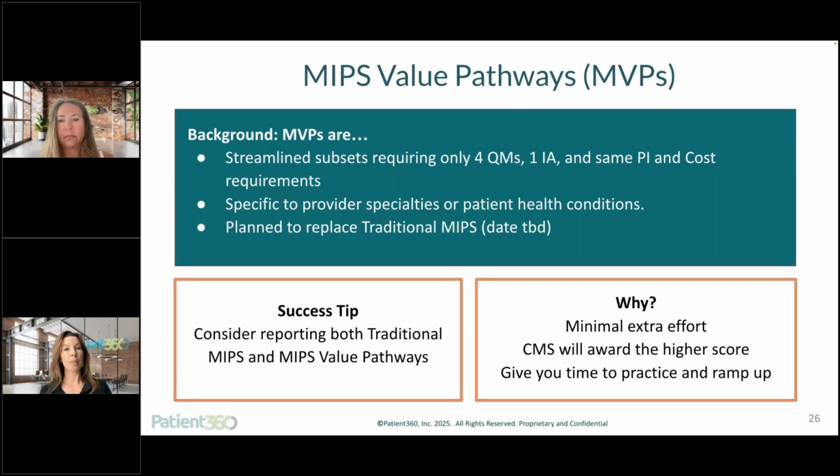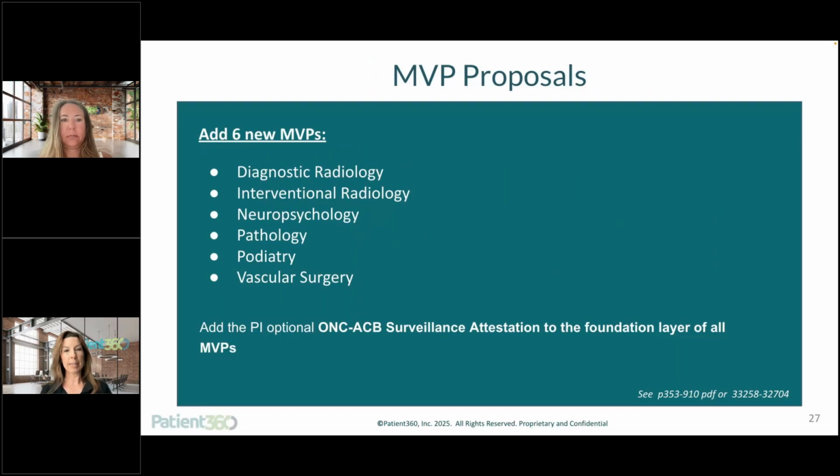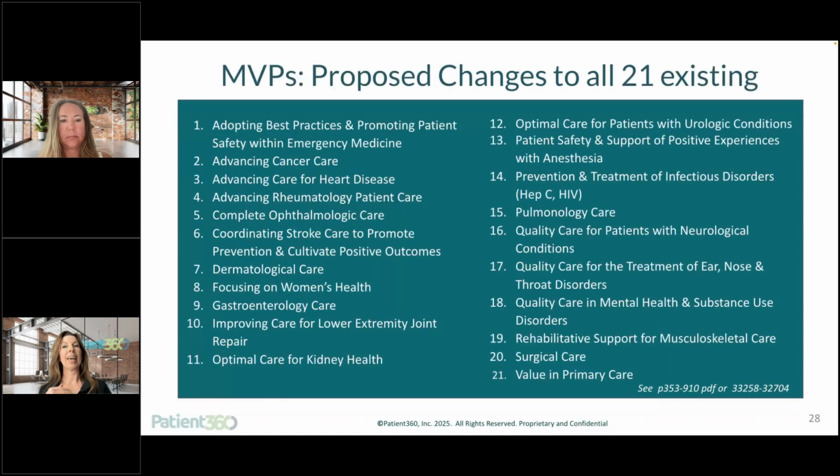CMS also proposes 6 new MVPs, and moving to the next slide, proposing changes to all 21 existing MVPs. Now, a lot of these modifications, again, are just carryovers from changes to quality measures, improvement activities, removing that quality measure 487 for social determinants of health, and so on. If you have not yet really taken the time to look into the MVPs, we encourage you to do so.